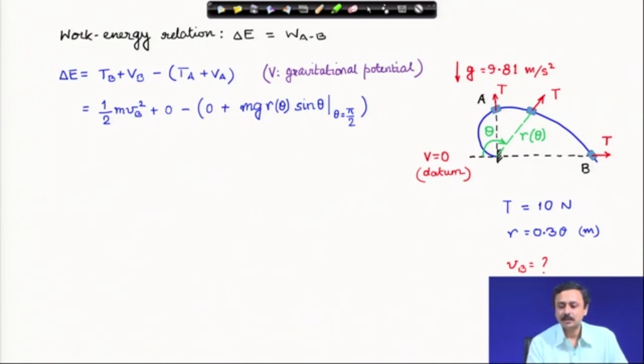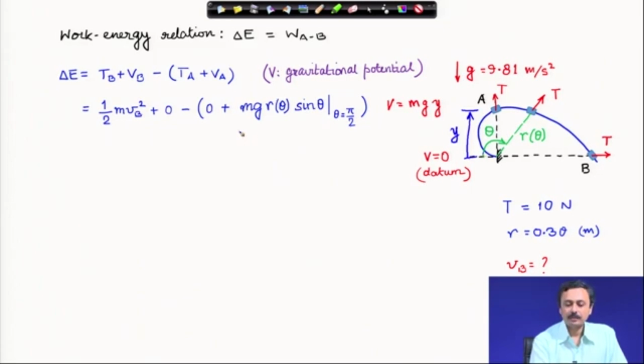Remember that the collar starts from rest at A, therefore, the kinetic energy is 0, and then the potential energy at A. Now, how to calculate the potential energy at A? We know that the gravitational potential energy V is nothing but m g y, and from where is y being measured? y is being measured from the datum. This is the datum where potential is 0, from there we start measuring the vertical displacement y. The gravitational potential energy which we have derived is m g y, y measured from the datum.